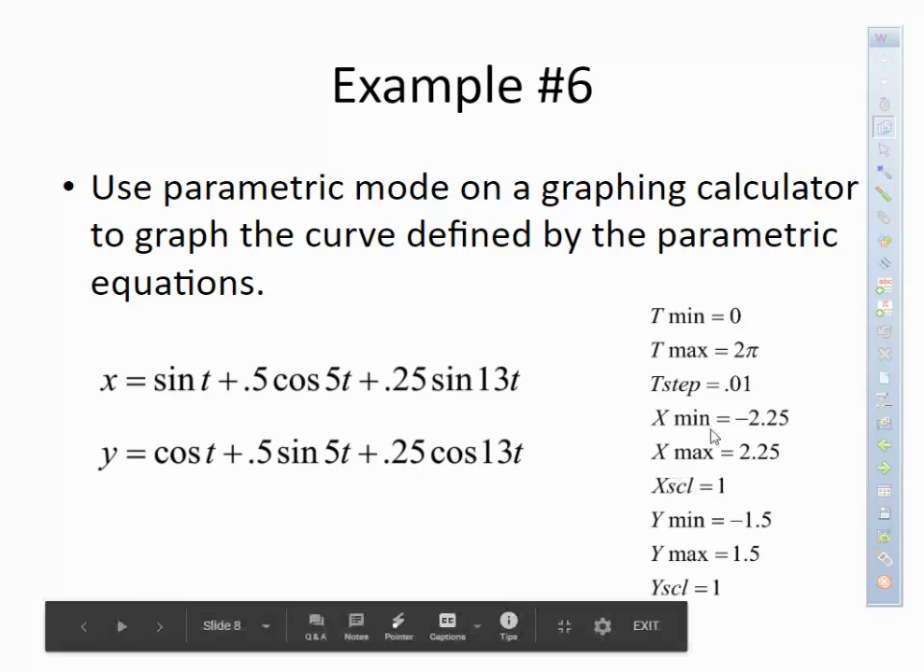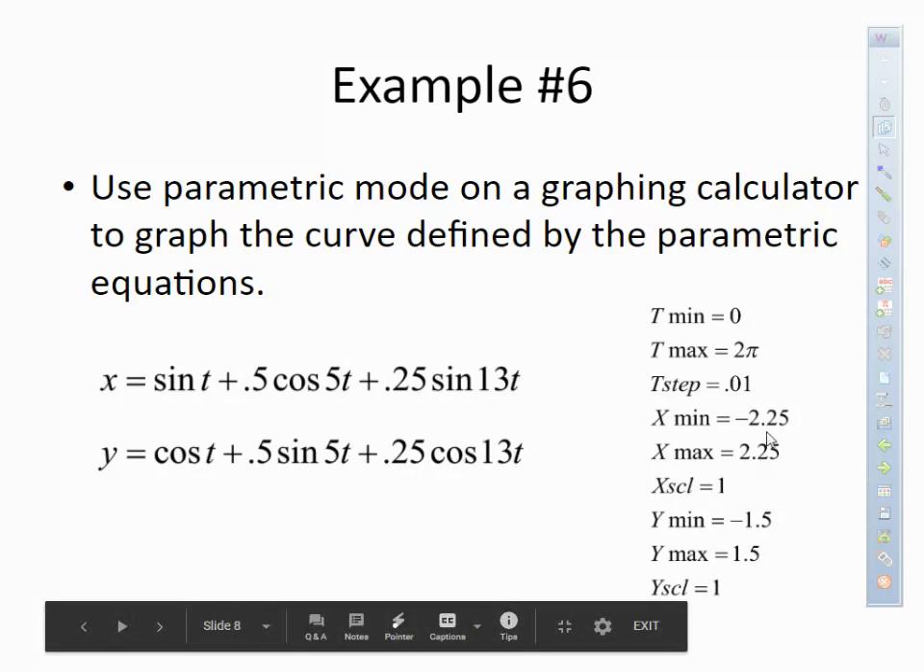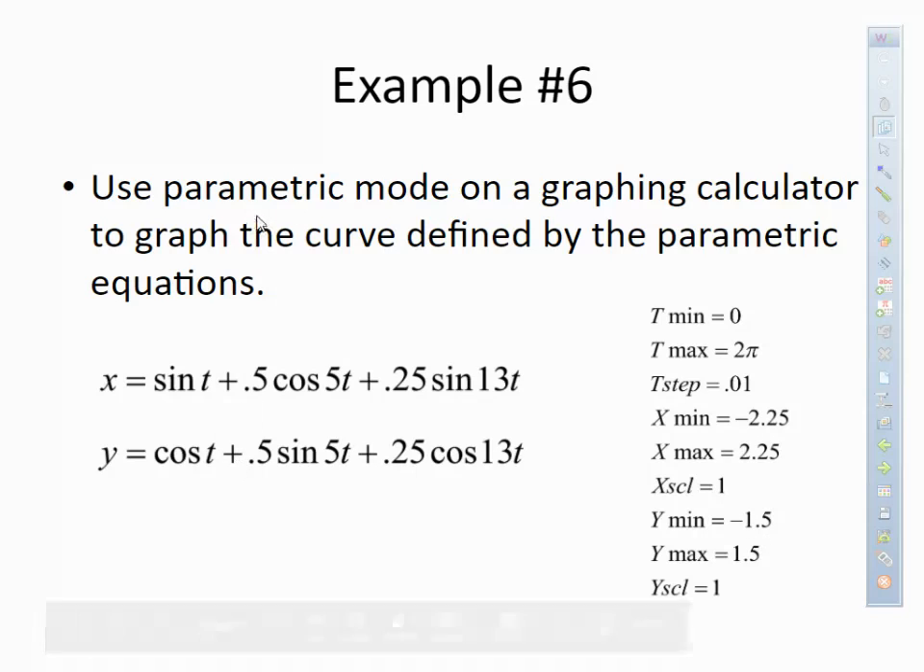And then the window fitting, we want our x minimum and our x maximum to be -2.25 and +2.25 with a scale of 1. And then you want your y min and max for your window to be -1.5 and 1.5 with a scale of 1. So this is what you put in for your window. This is what you put into the y equals screen, but you've got to change the calculator first to parametric mode. All right.